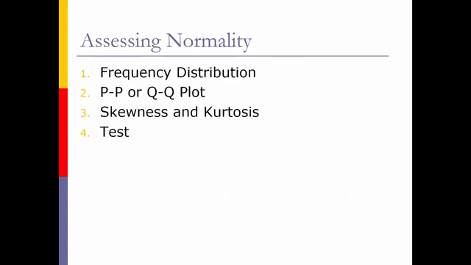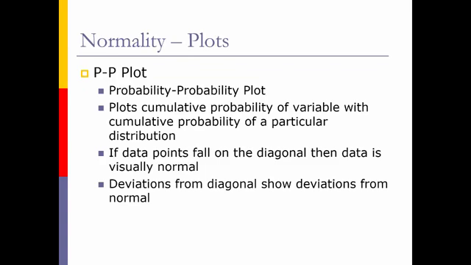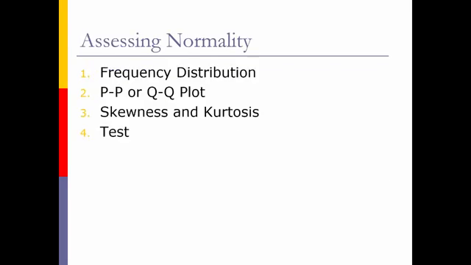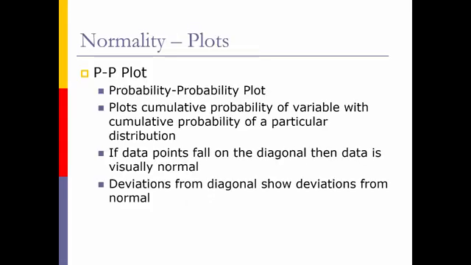There are four different ways to do this. We're going to go over each one of these. I lied. Frequency distribution, we've already talked about that. That's the histogram. And you can look at the histogram and compare it with the normal curve and see if it looks normal.